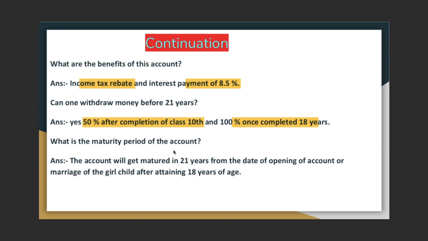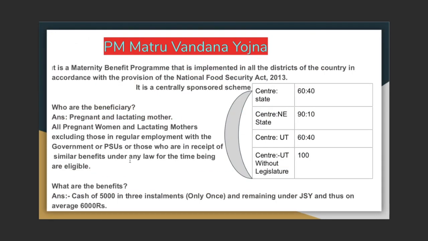And what is the maturity period of the account? The account will get matured in 21 years from the date of opening of the account, or marriage of the girl child after attaining 18 years of the age. This is important to remember, that when the account will be matured. Understood? Now the next scheme is Pradhanmantri Bandhana Yojana.